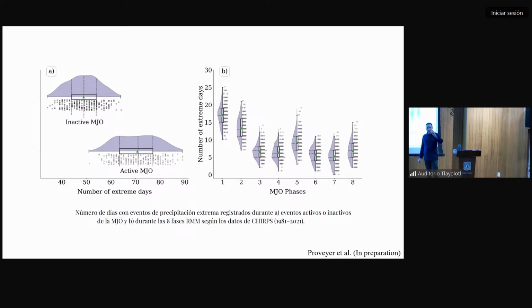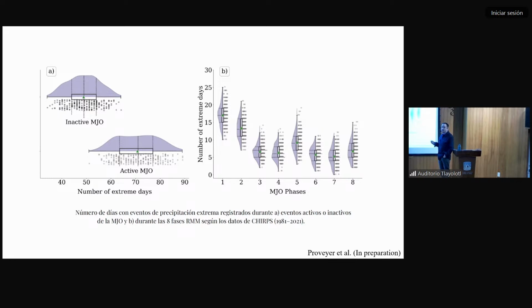So when the deep convective center of the MJO is in the Indian Ocean, when it's starting and is increasing or developing, we have more chances to have something happening here in Mexico City that increases the chance of an extreme precipitation event.